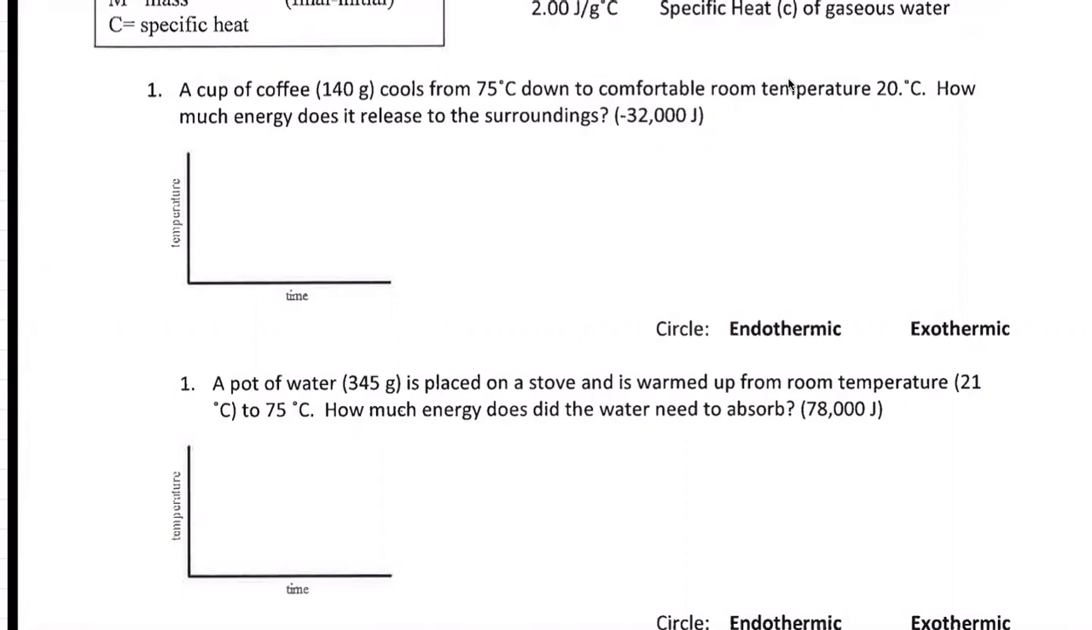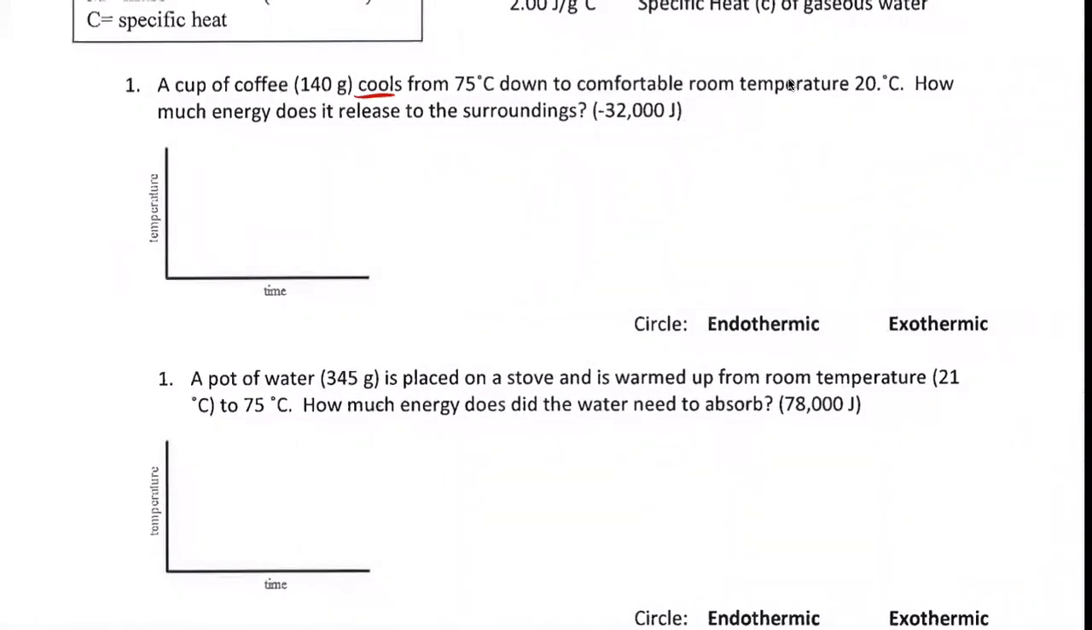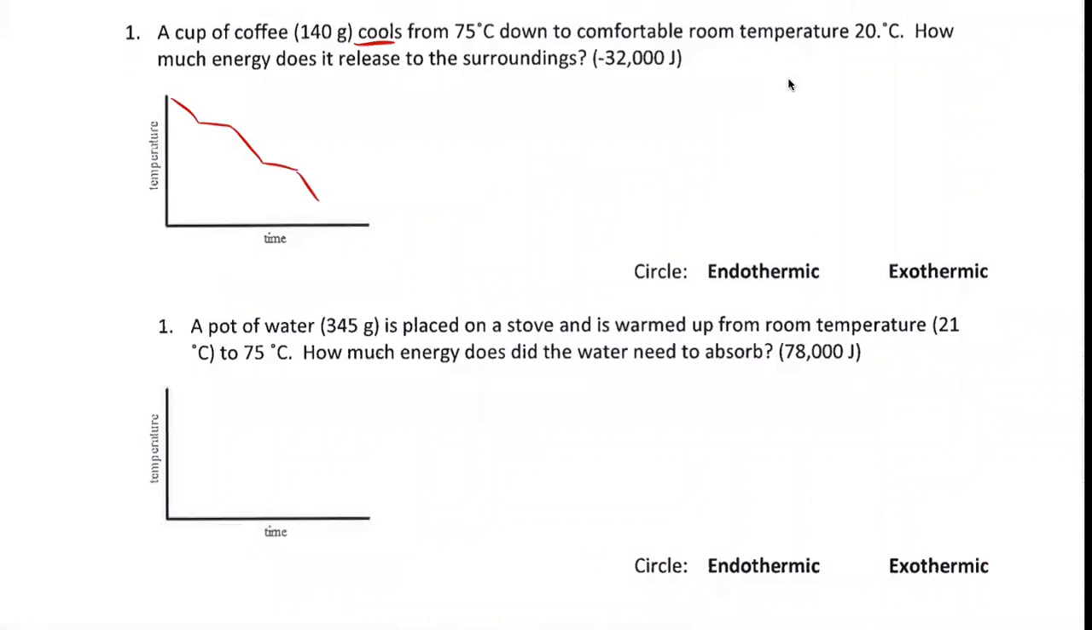For these problems, I want you to draw out a heating curve or a cooling curve. So in this case, because of the word cool, I know that it should be a cooling curve. So I'm going to trace that out here. And then I can decide that cooling curves should be exothermic. They should be releasing energy, which is going to result in a negative answer. So if you determine that you have an exothermic situation, it should always end up with negative heat because you're releasing heat to the surroundings.